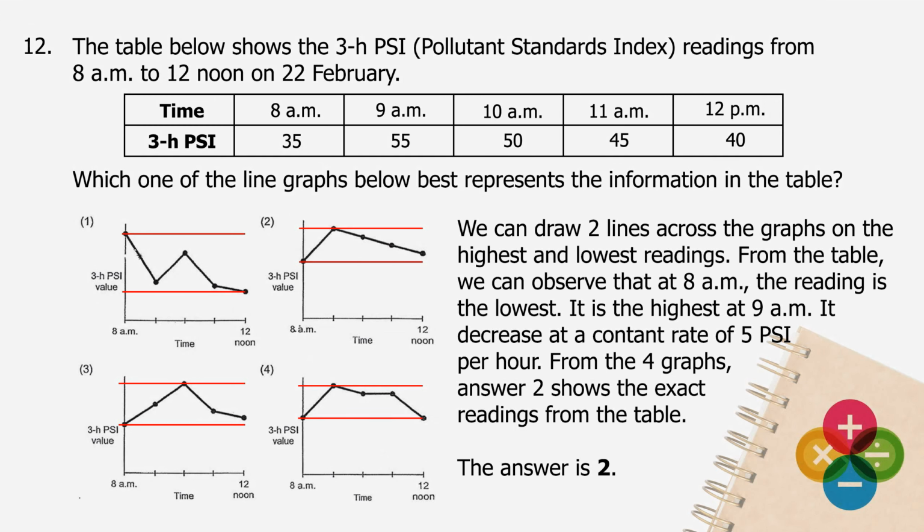We can draw 2 lines across the graphs on the highest and lowest readings. From the table, we can see that at 8 am, the reading is the lowest. It is the highest at 9 am. It decreases at a constant rate of 5 psi per hour after 9 am. From the 4 graphs, answer 2 shows the exact readings from the table. The answer is 2.